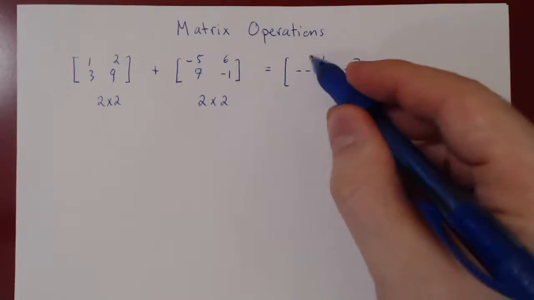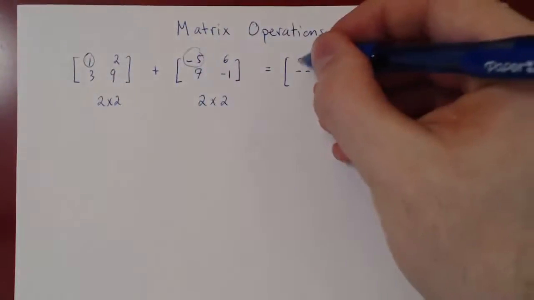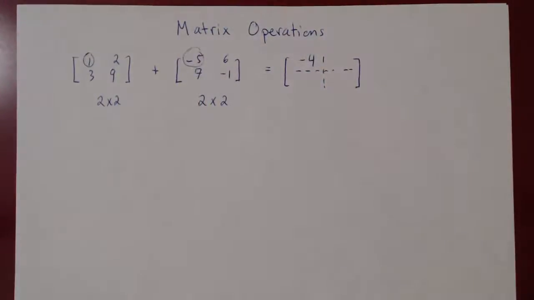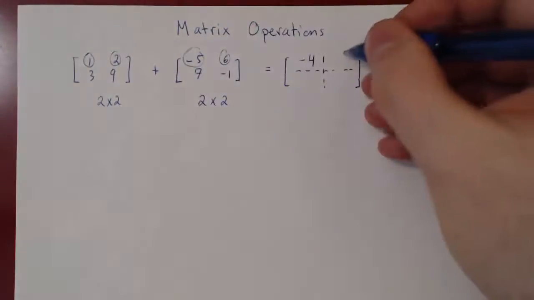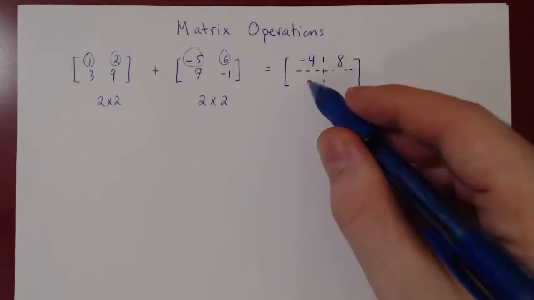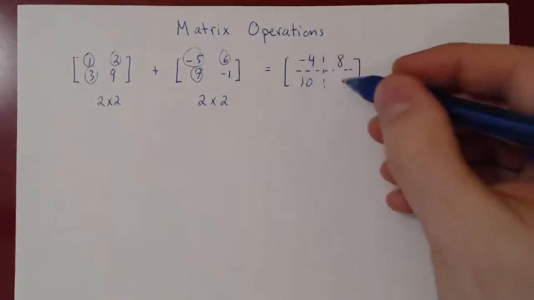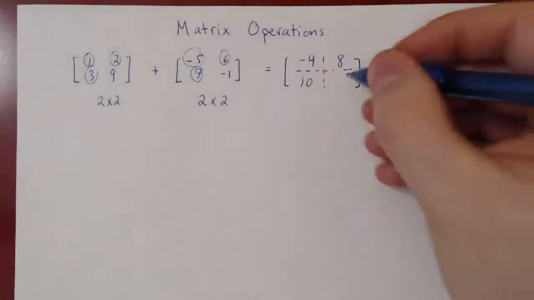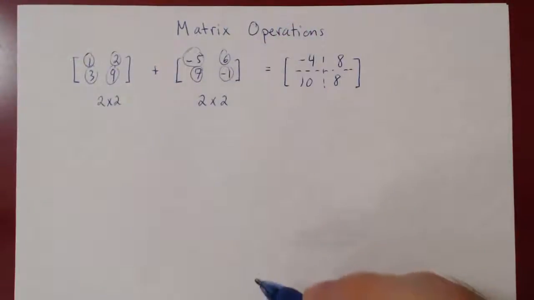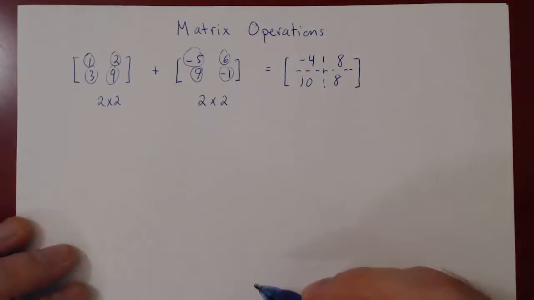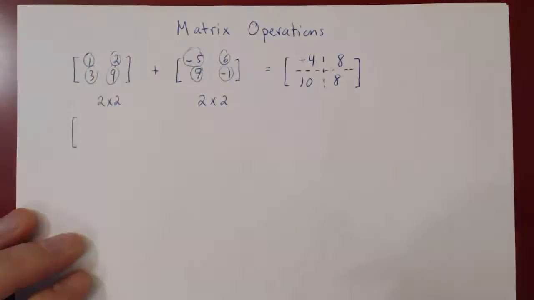So if you want this entry right here, you simply do 1 plus -5, which is -4. If you want the entry here, 2 plus 6, 8. If you want the entry here, 3 plus 7, 10. And if you want the entry here, 9 plus -1, 8. And this is how you add matrices. What about subtracting matrices? Let's consider the next example.